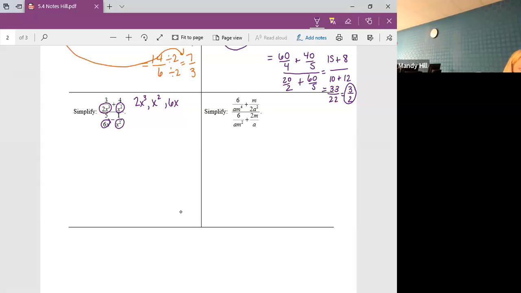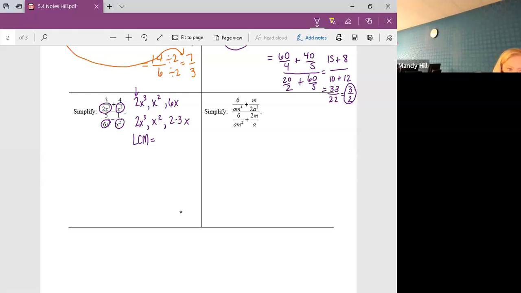So what you want to do is make sure you're listing your number in front as a prime number. So that 2 is already prime, so we can just say 2x to the third. 6 is really 2 times 3. So I'm going to separate that out so I can make sure that when I find my least common multiple, I'm actually getting all of it.